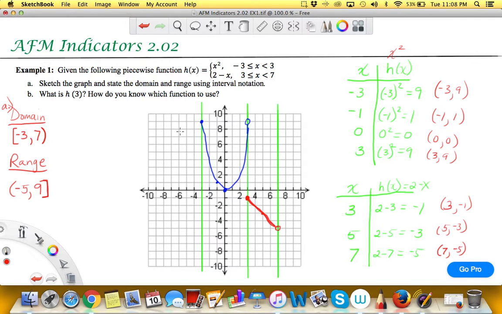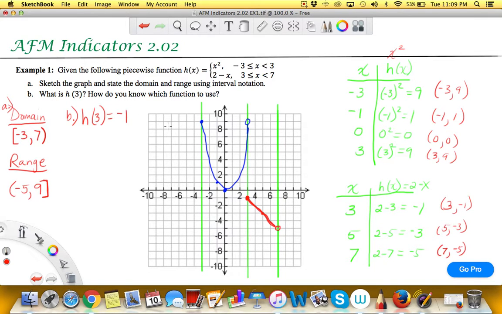It says, what is h of 3? And how do you know which function to use? So when x is equal to 3, this is x is less than 3. So we can't use x squared for our function. We must use this one because it says 3 is less than or equal to x. Okay, so what is h of 3? But really, if we just go to the graph when x equals 3, we go to the closed value. Okay, so the value that has a closed circle. So B, h of 3 is equal to -1.